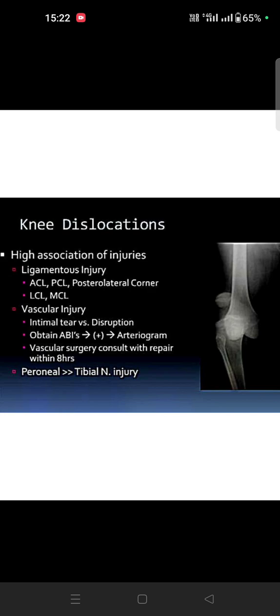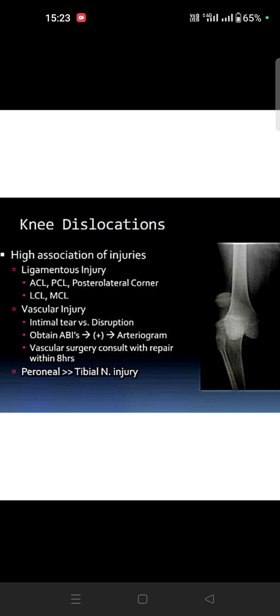Knee dislocations have a high association with ligamentous injuries: anterior cruciate ligament, otherwise posterior cruciate ligament, posterolateral corner, lateral collateral ligament and medial collateral ligament injuries will happen. The MCL and all mainly happen in athletes. Sometimes just a ligament tear will be there.